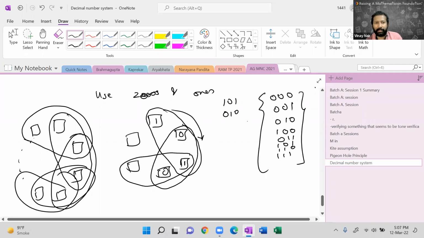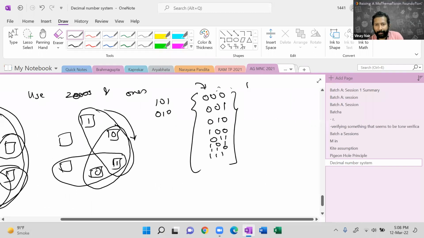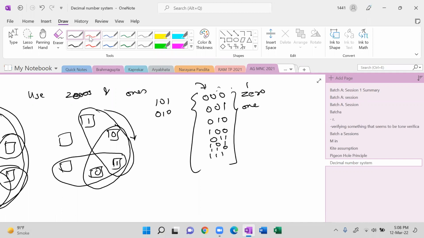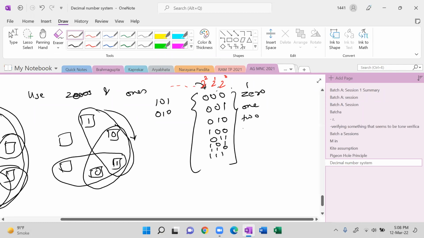But how to get this? You have to combine 3 blocks that are close to each other, which should give you a number in this set. And what are these numbers? 000 will represent 0 in binary. 001 will represent 1 in binary. You need to imagine the place value: 2 raised to 0, 2 raised to 1, 2 raised to 2. And this will go ahead. So 010 will be 2.